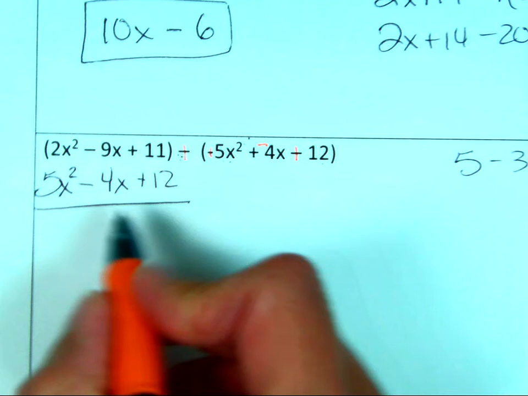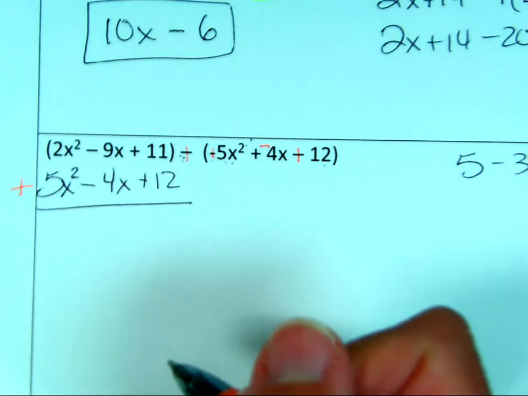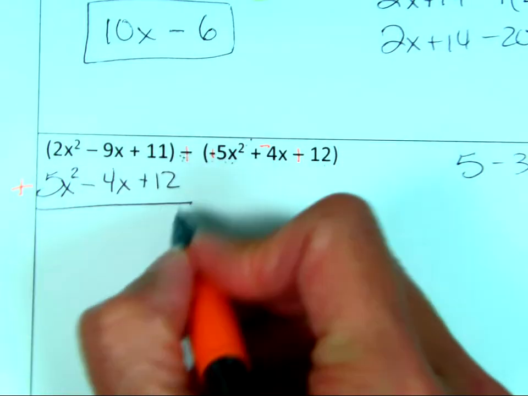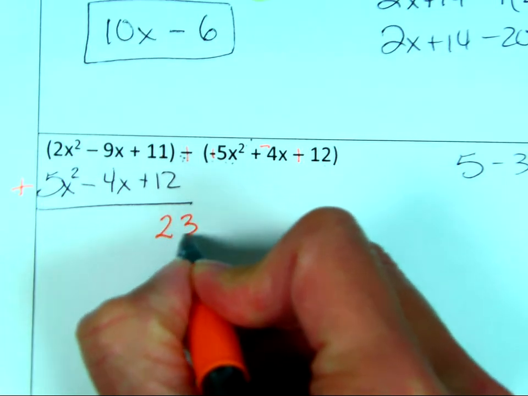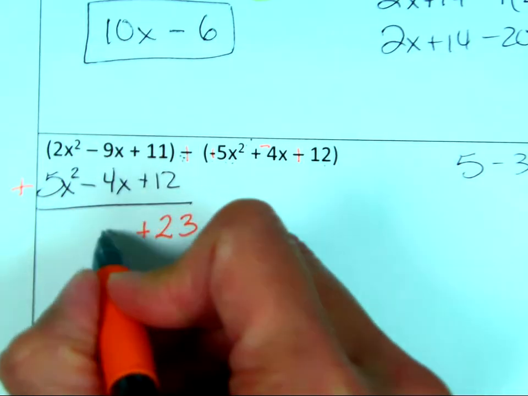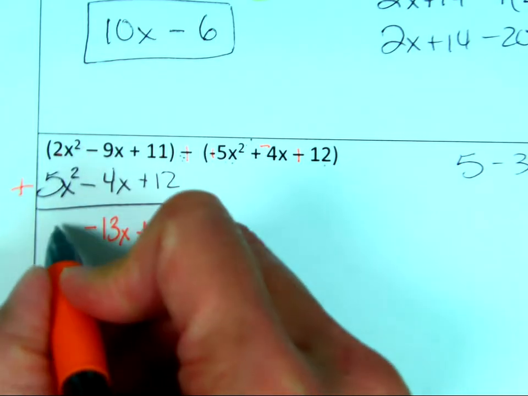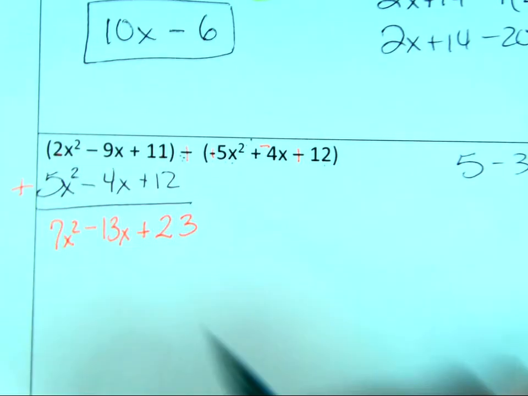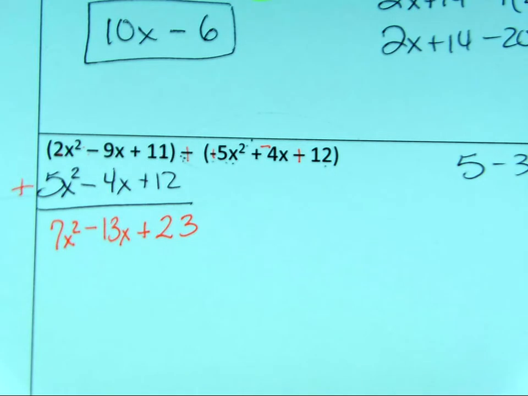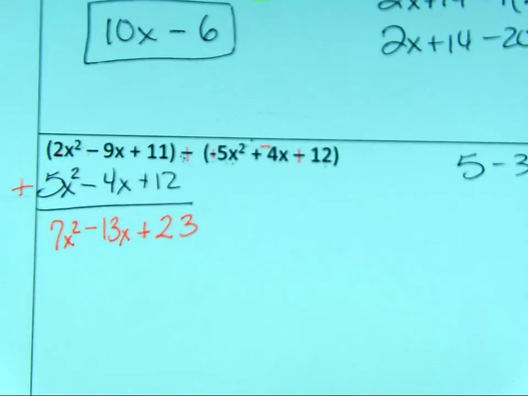So now that I change that, now I'm just adding, because subtracting is the same thing as adding the opposite. So 11 plus 12 is 23. Put a plus sign there because those are both positive. Negative 9 minus 4 would be a negative 13x. And 2x squared plus 5x squared is 7x squared. So that is my polynomial after I subtracted those two.